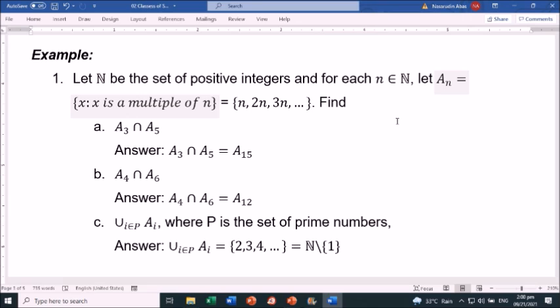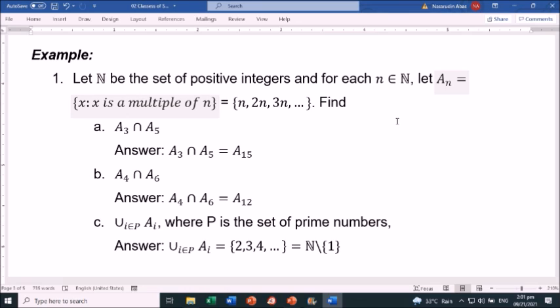It means A sub 3, the set containing the elements of multiples of 3, and then the set A sub 5 with elements containing multiples of 5. The intersection of both of them actually is just the multiples of 3 and 5, that is, multiples of 15.